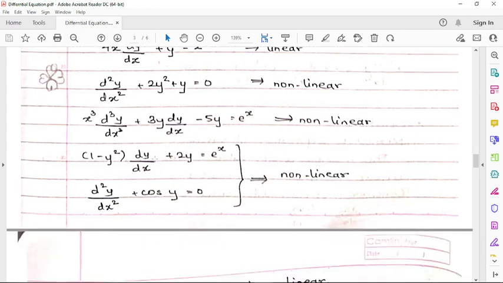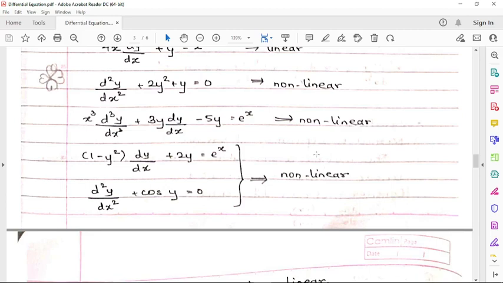Similarly, you have to check these two examples. This is homework for you, to identify the type, whether it is linear or non-linear. Here it is already written as non-linear, but you have to give the answer of why these equations are non-linear.